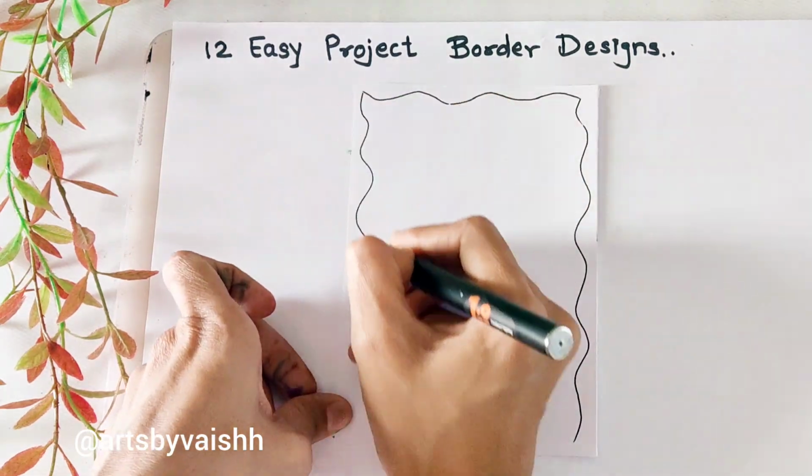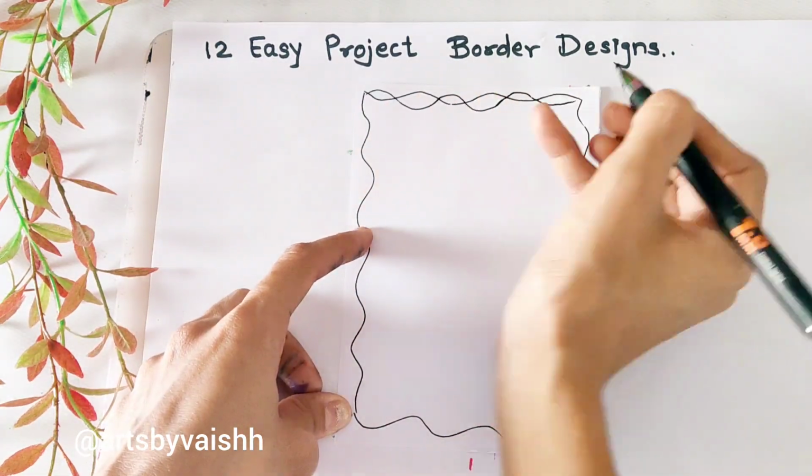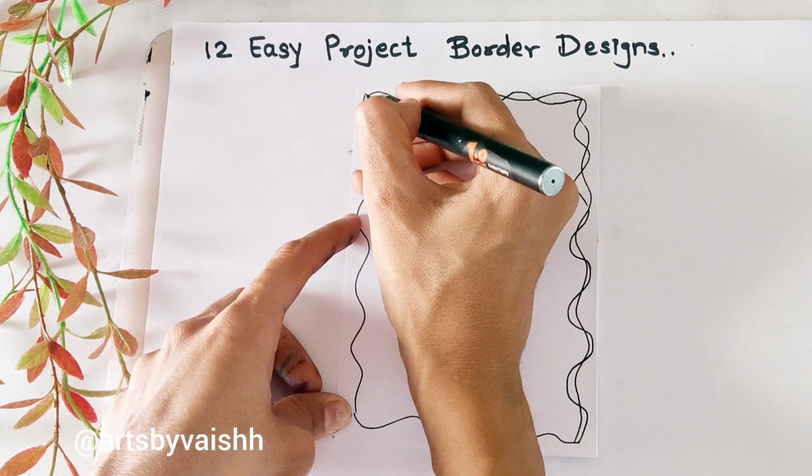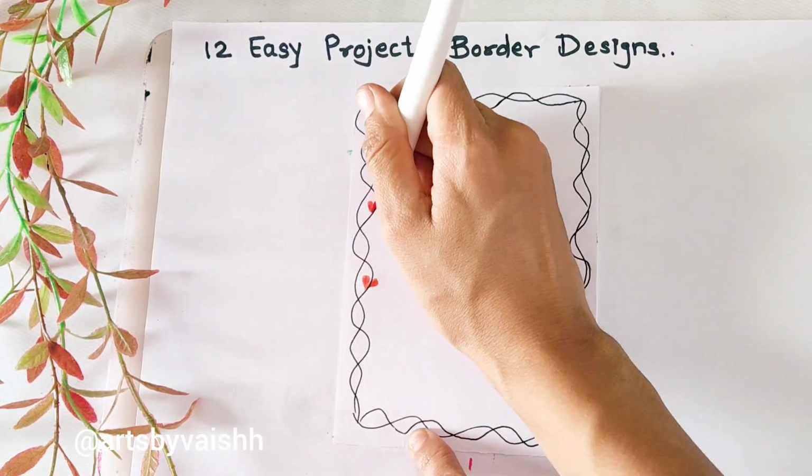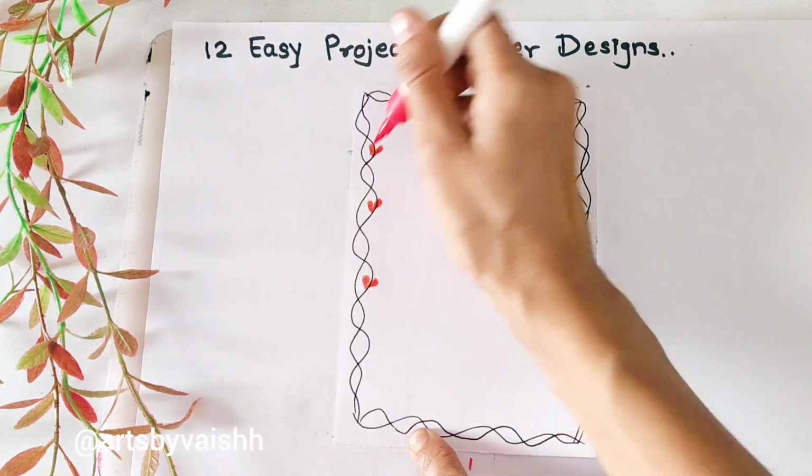Next one, I'll draw a wavy line crossing each other. Now I'll draw hearts with brush pen only.